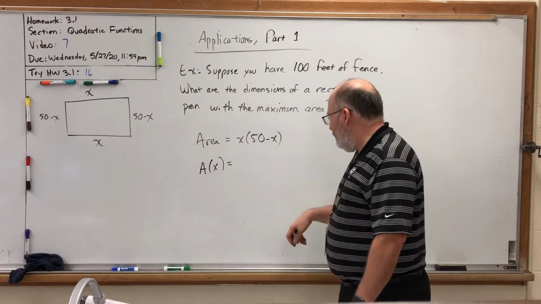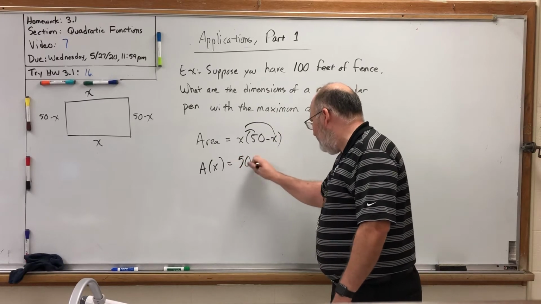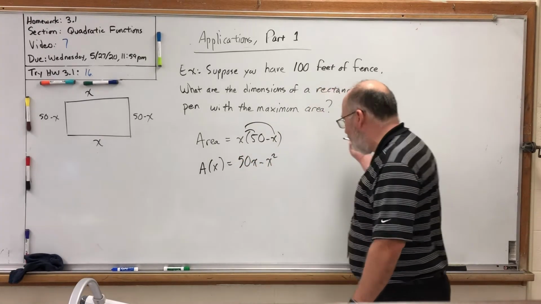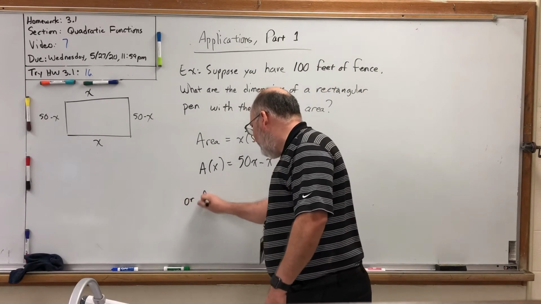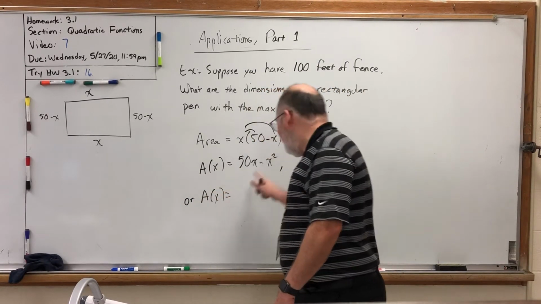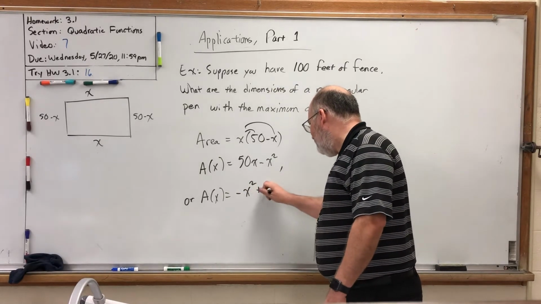And why don't I distribute this? 50x minus x squared. Oh, this is a quadratic function. Let me write it in the order I would normally see it. I would normally see the x squared first, and it's negative, and the 50x second, and it's positive.